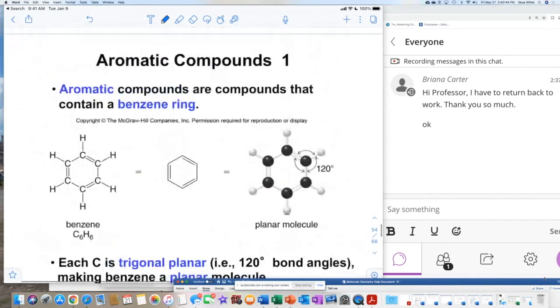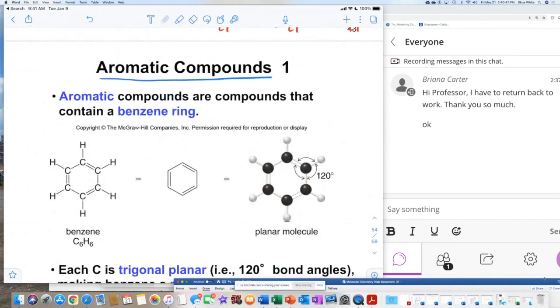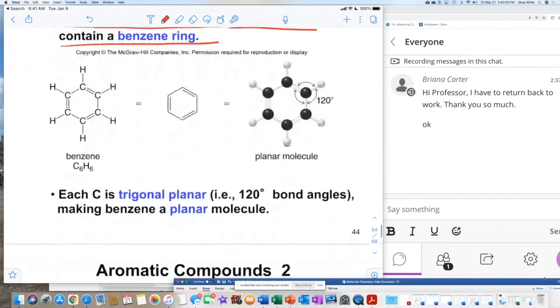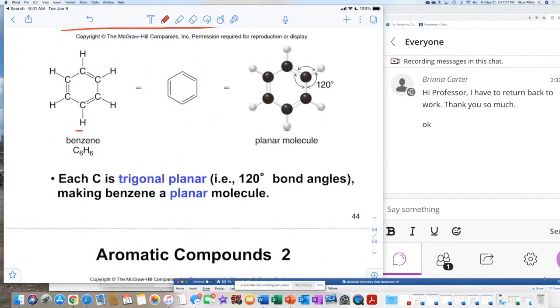Okay, so we're finally looking at aromatic compounds, and these are studied with alkenes. Aromatic compounds are compounds that contain a benzene ring. So we saw the benzene ring before. This is the Lewis structure of the benzene ring, showing you there's 6 carbons with alternating double bonds, right? Double bond, single, all the way around. And then, of course, the carbons have the right number of hydrogens.